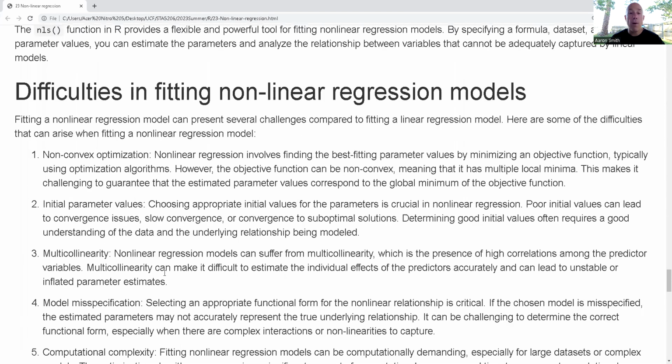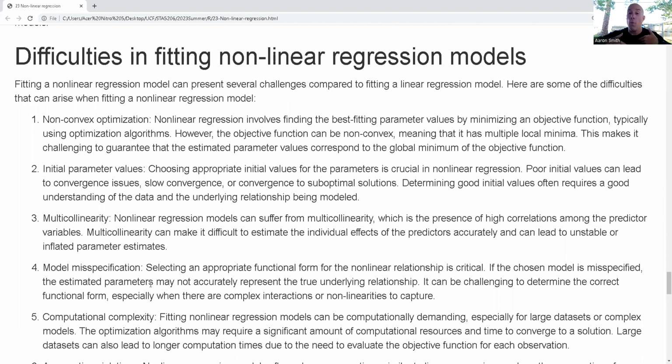Now, there are some severe difficulties in nonlinear regression. These difficulties are why I advise you to avoid this technique if you can. Sometimes it's just the right way to go. Sometimes your stakeholders want it, and we just do it.